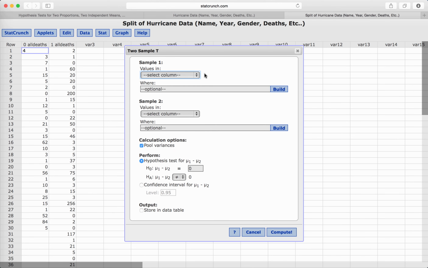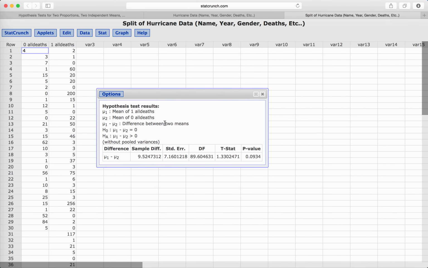I don't have to calculate the mean, standard deviation, and sample size for each column. Instead, I can tell StatCrunch that the values for the female deaths are in the 1 all deaths column. The male names are in the 0 all deaths column. I'm not going to pool variances. And this was a greater than. And what we'll find when we do this is we're going to get the same output, same p-value, same conclusion.